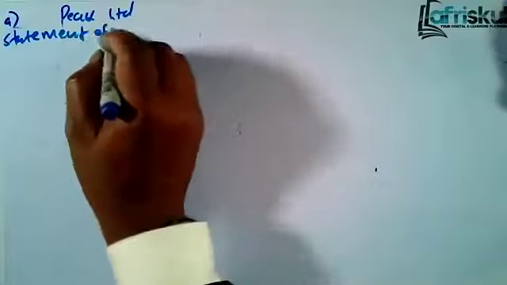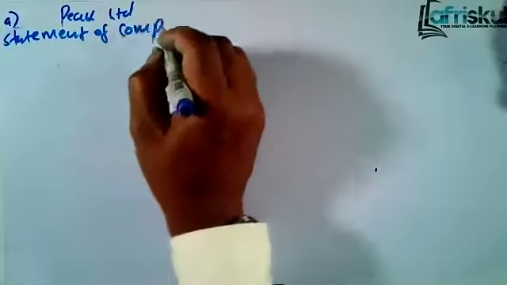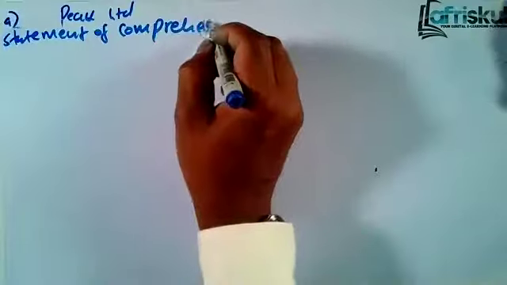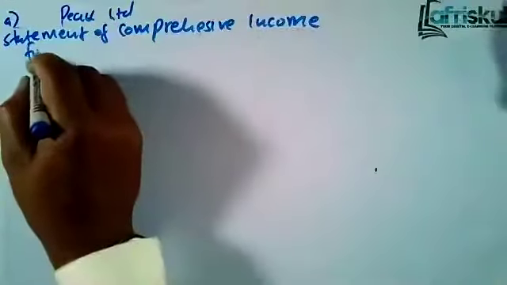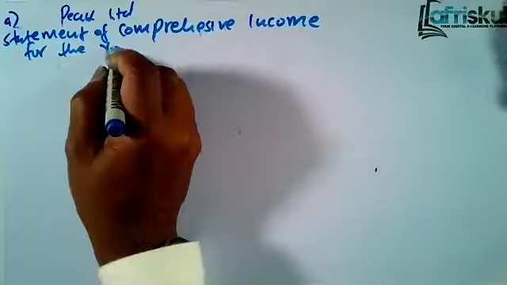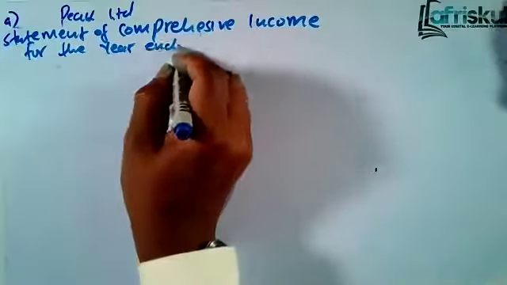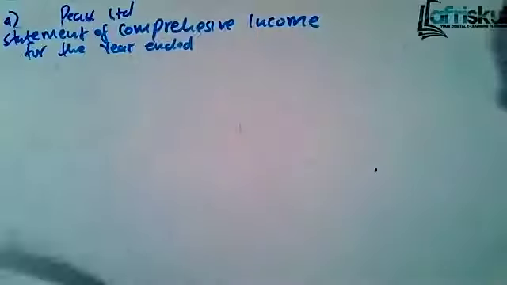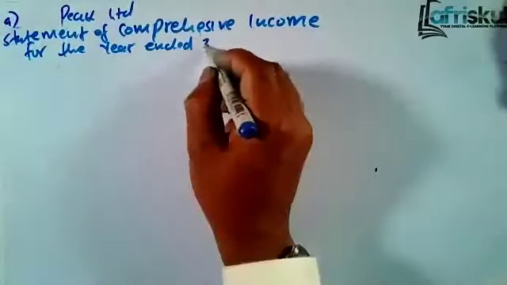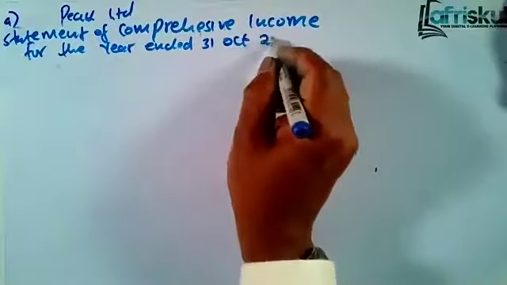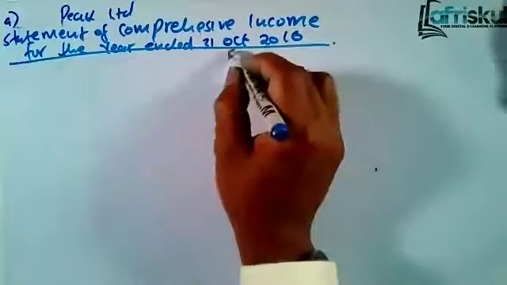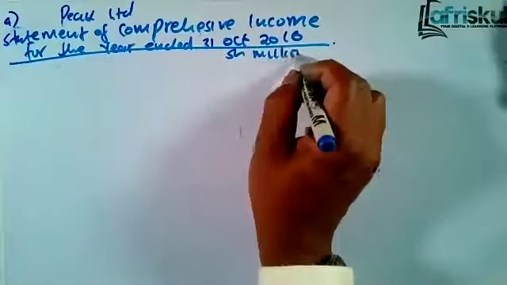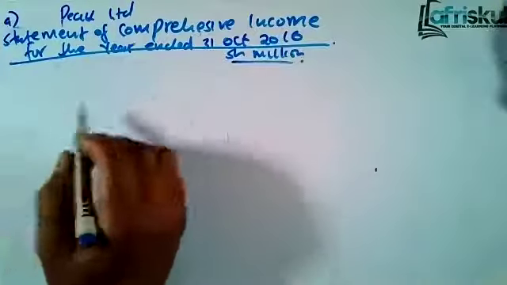Statement of comprehensive income for the year ended. When was the year ending? It was ending on 1st October 2016. So our shillings are in millions. So we start with the revenue.